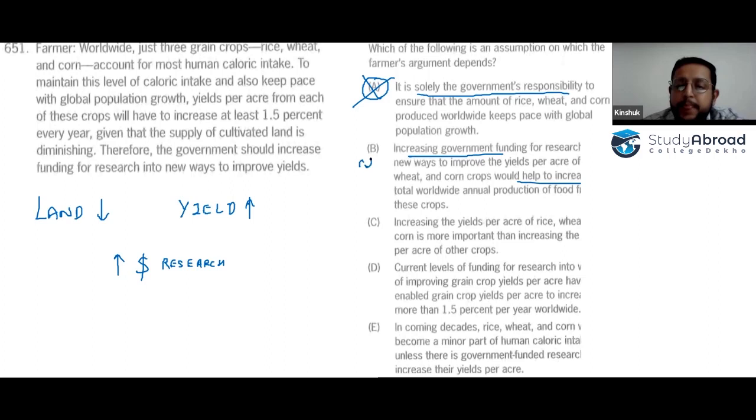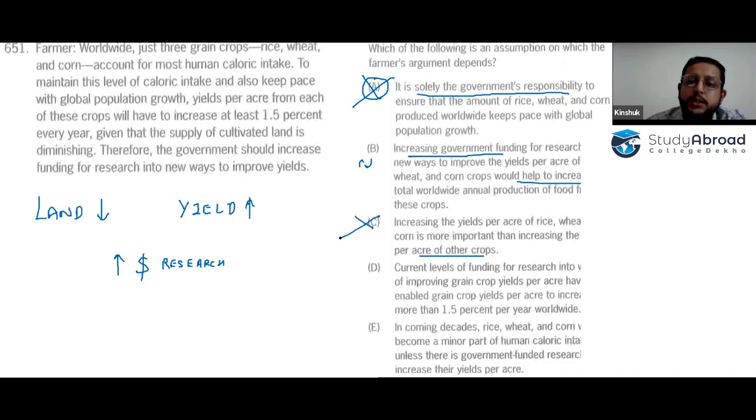Next, answer choice C. It says increasing the yields per acre of rice, wheat and corn is more important than increasing the yields per acre of other crops. The author is not at all concerned about the yields of other crops, right? He is talking about how we have to find new ways to improve the yields. So he is not making any comparison here. So no, answer choice C will not be the right answer.